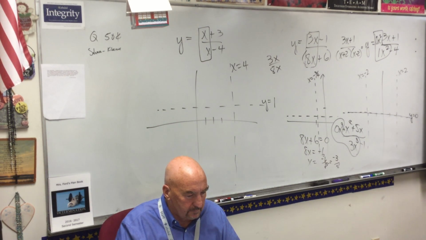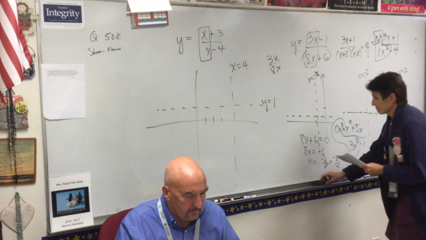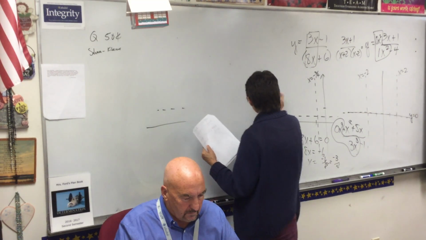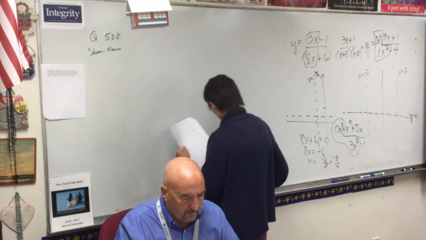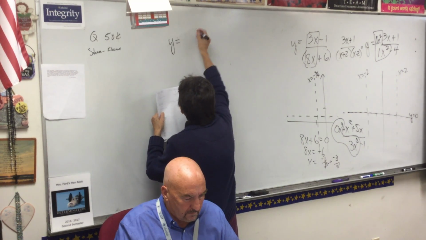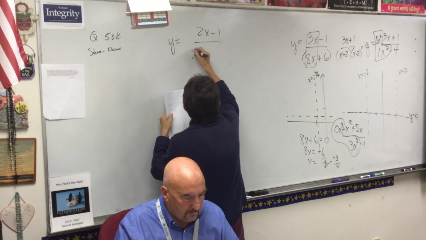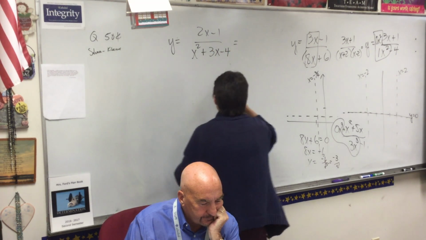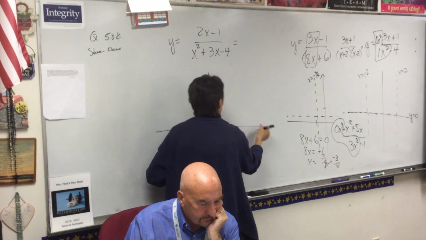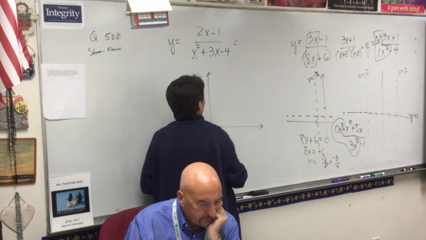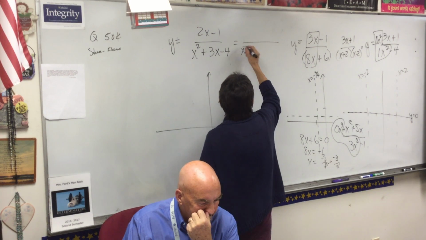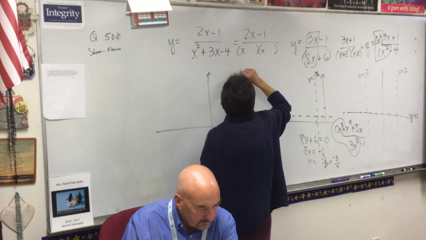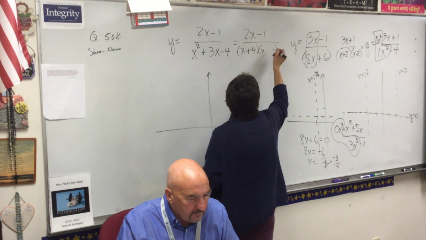All right, let's look at the next one. Look at it. What do you think? What are you going to do first? Where is your vertical asymptote going to be? So the first thing you do is factor, I hope. And how did you factor it? X plus 4 times x minus 1.